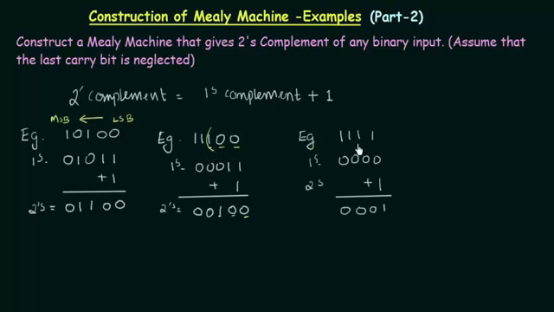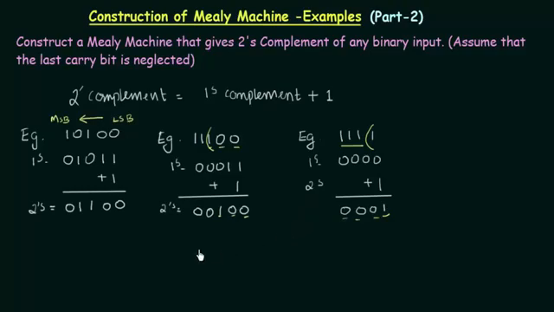Now let us see this example where there are no zeros at all. It is just 1, 1, 1, 1. So what happens here? This 1 is left as a 1, and then the rest of them are complemented. So the first one that you see is left as 1, and then the rest of the bits are complemented. So from this we can get an idea of how to design our Mealy machine so as to give the 2's complement of any number as the output.